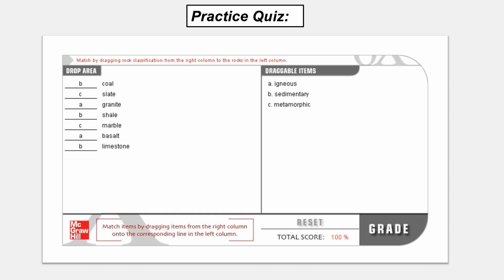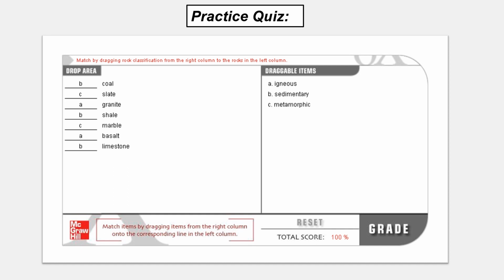And here's a little practice quiz. You could stop the video and see if you could answer these. All right, coal is a sedimentary rock. Slate is a metamorphic rock. Used to be we would have slate blackboards. Now we have all those marker boards.